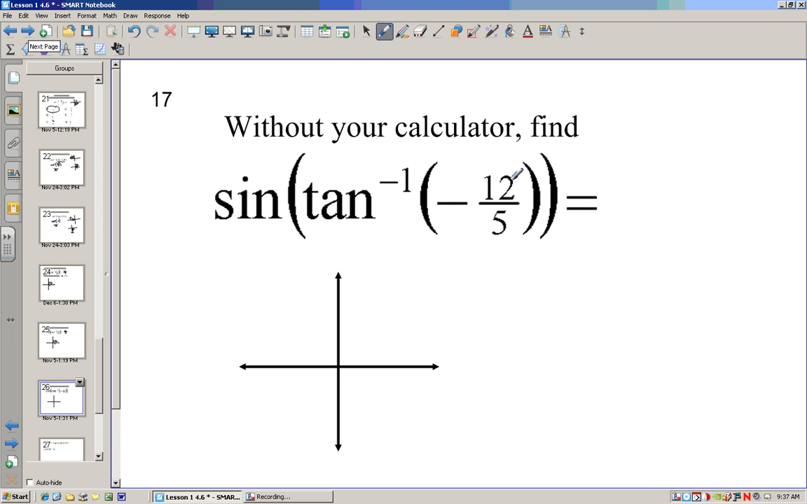Sine of the inverse tangent of negative 12 over 5. So tangent is negative 12 over 5 over here, negative 12 over 5. And now the sine is going to be the opposite, negative 12, over the hypotenuse. This is a 5-12-13 triangle. So negative 12 over 13.